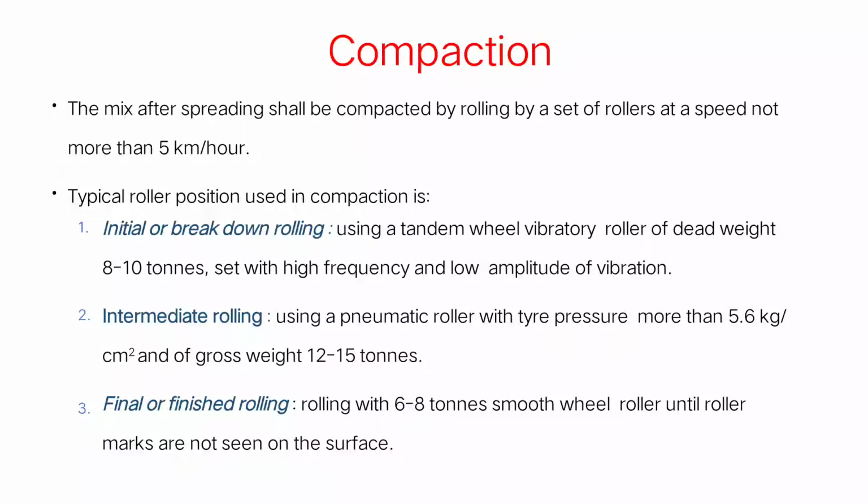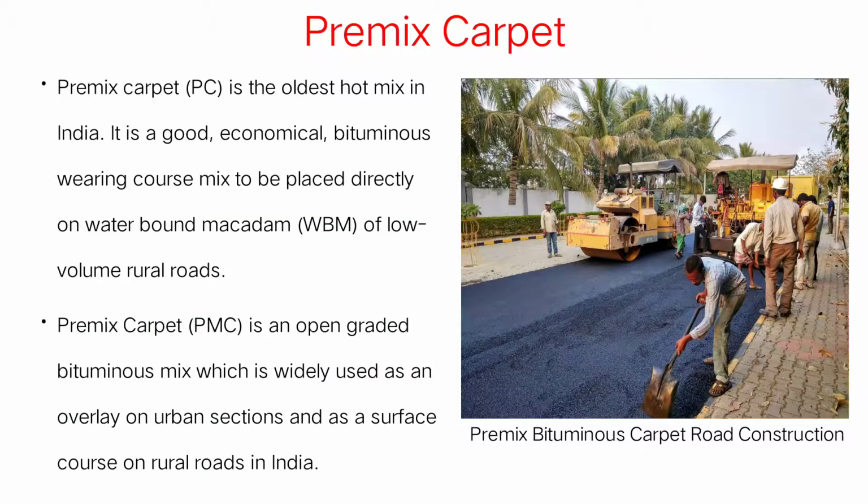After that we can have intermediate rolling. This uses a pneumatic roller with a tire pressure more than 5.6 kg per centimeter square and gross weight of 12 to 15 tons. Next, final or finishing rolling with a 6 to 8 ton smooth wheel roller until roller marks are not seen on the surface.